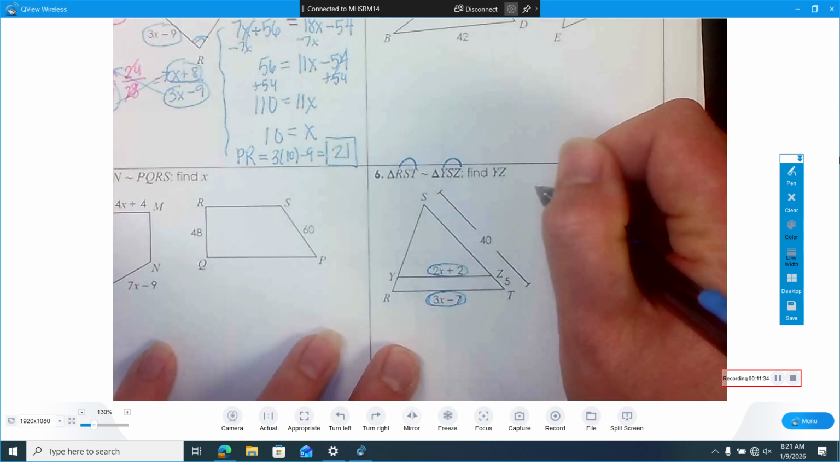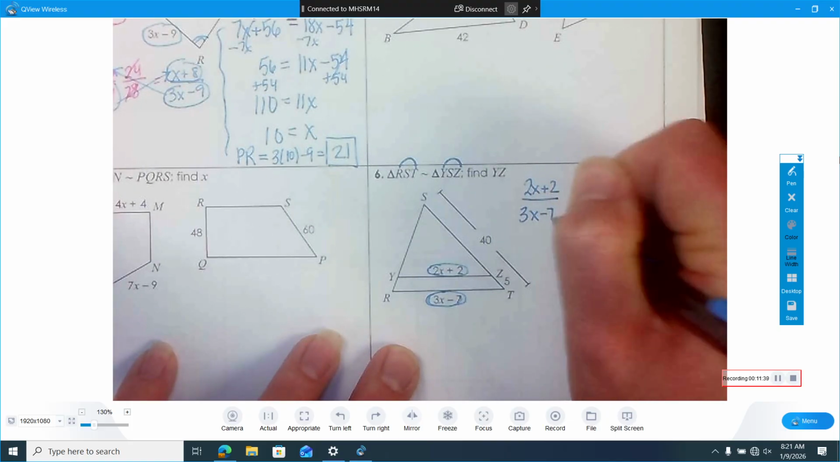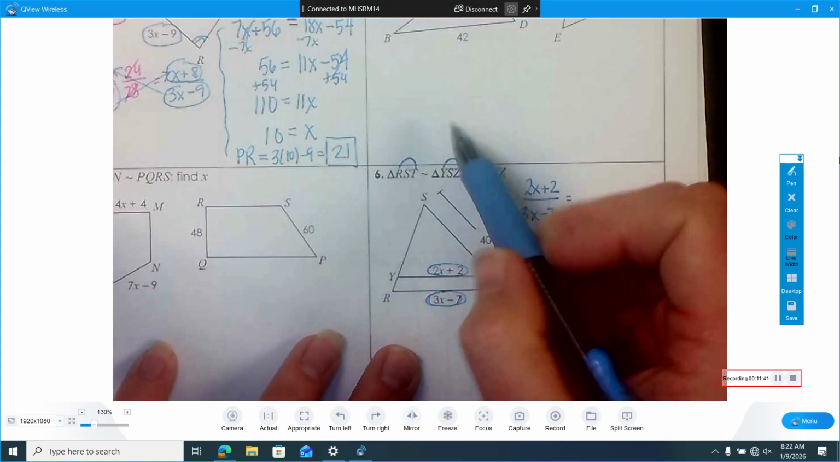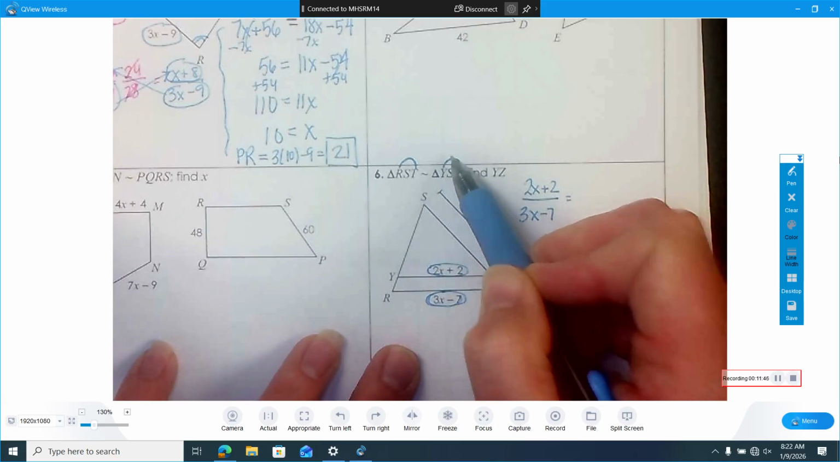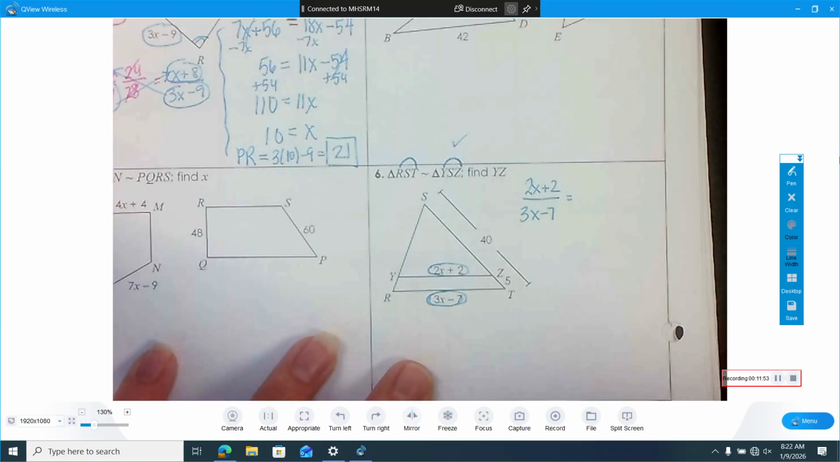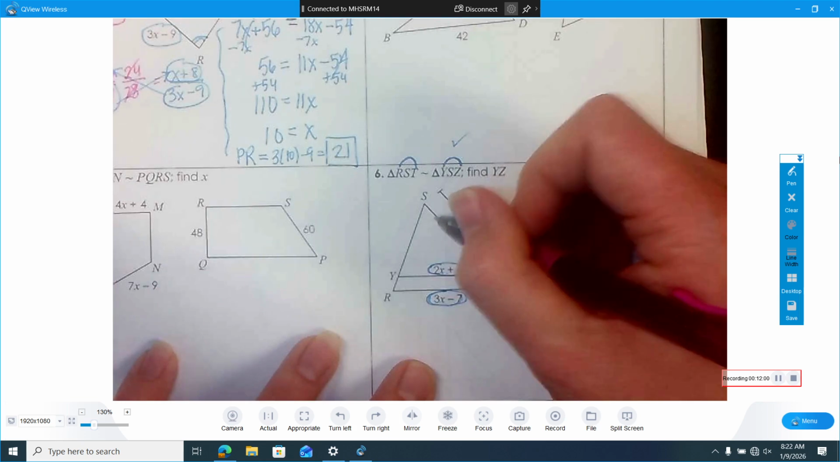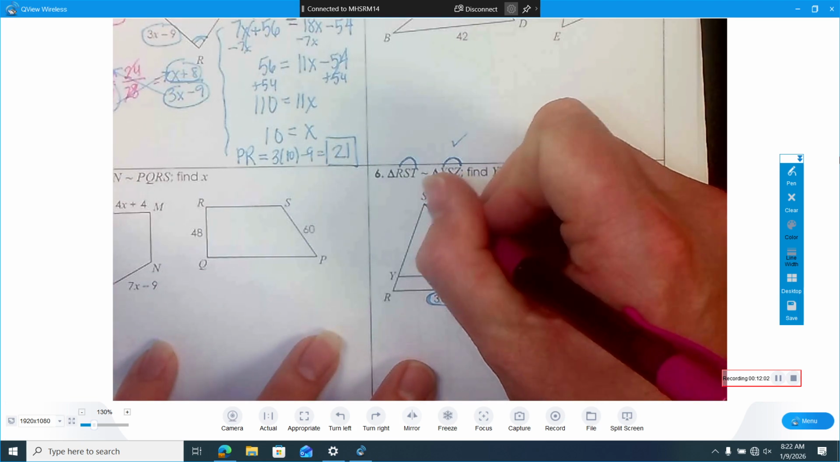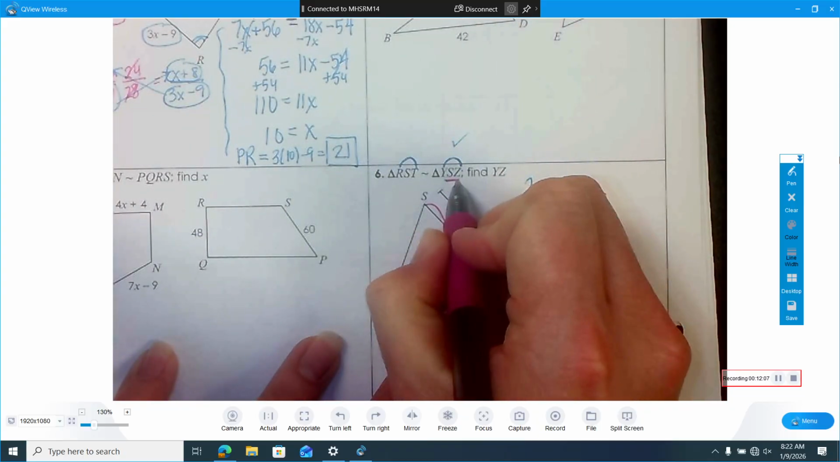I can go ahead and just write those down. 2x plus 2 over 3x minus 7. 2x plus 2 came from this triangle, triangle YSZ. So I'm going to make sure I start with this side, the smaller triangle. All right, and then I need to compare that to this other information. On this side, I have my small triangle here. Side SZ is the last 2 letters.